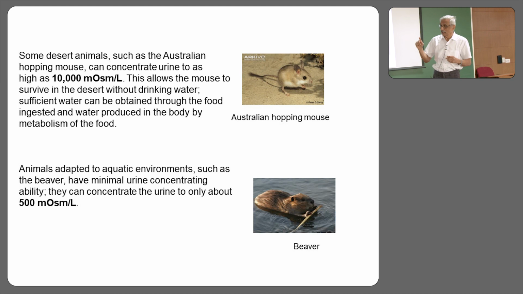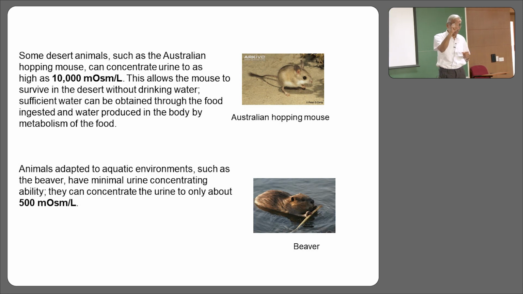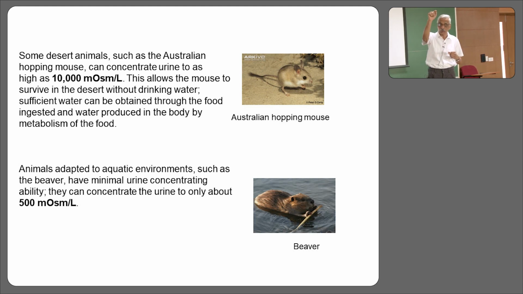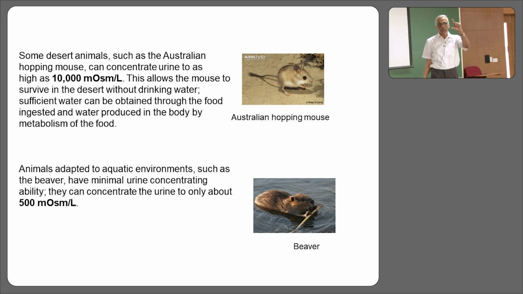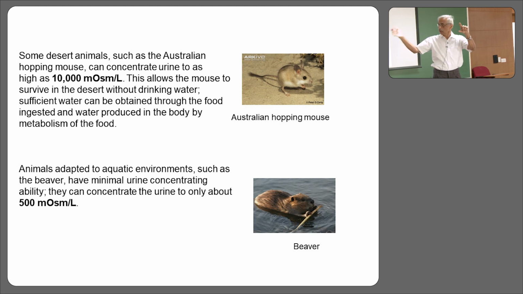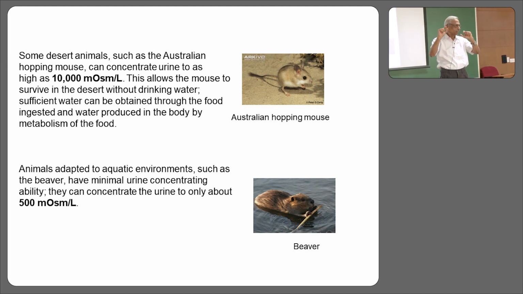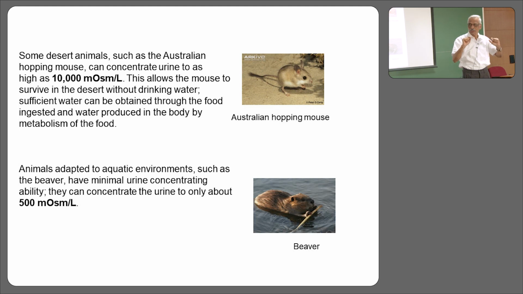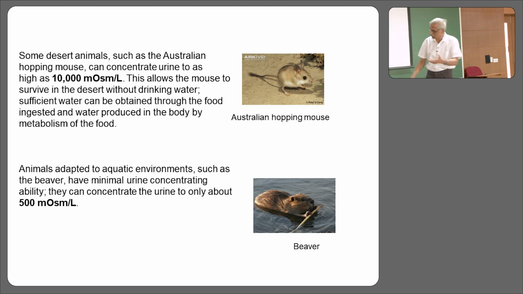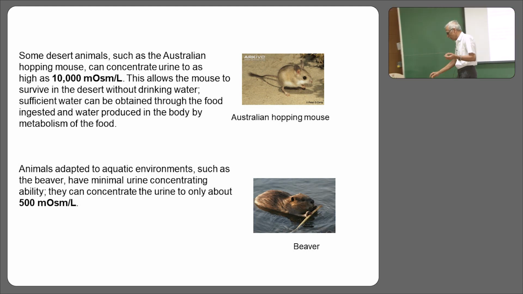Now, if you compare the length of the loop of Henle, start from Bowman's capsule, go to the tip of the loop of Henle and again come back to the distal tubule. Humans are somewhere here, those hopping animals are somewhere here, and that beaver is only short. Means the capability to concentrate urine depends actually on what? The length, and how it works, I will try to address shortly.